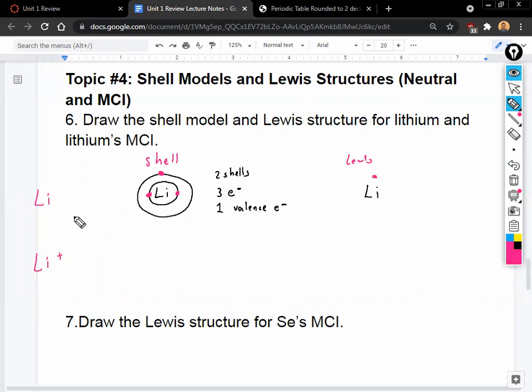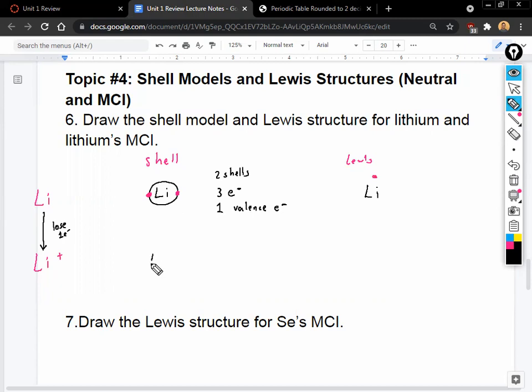Now, lithium's MCI, Li plus, is a little bit trickier because when lithium becomes Li plus, does it gain or lose an electron? Yeah, it loses an electron. It loses 1 electron. And so what happens is we have regular lithium, but it has to get rid of the electron from the valence or outside shell. So if we lose an electron, is there anything left in the outside shell? No. So if there's nothing left, the outside shell disappears too. And so this is what lithium's MCI, Li plus's shell model is going to look like.